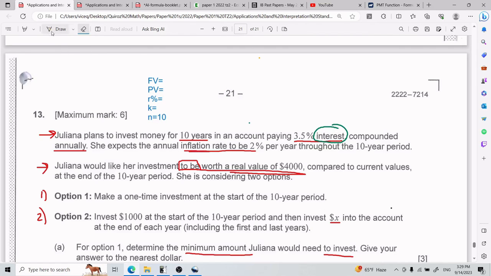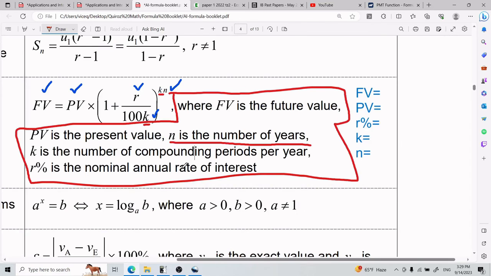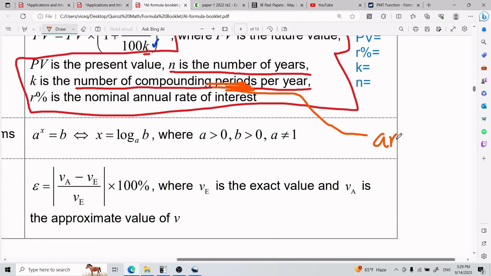In an account paying 3.5% interest. So r over here is probably going to be 3.5. Compounded annually. There was something about it being compounded in a certain way. Here it says number of compounding periods per year. That's just fancy math language for how many times the account is charged interest. For periods, the case we have, annually, is k equals 1.